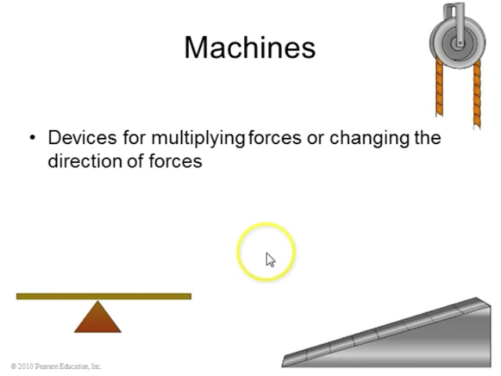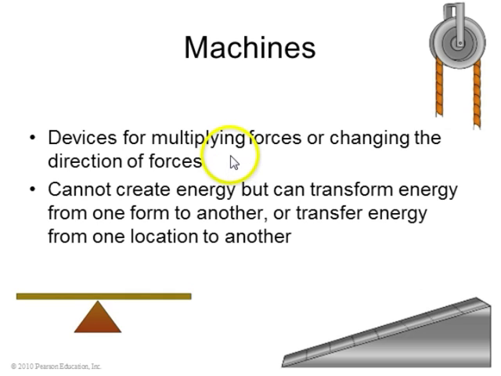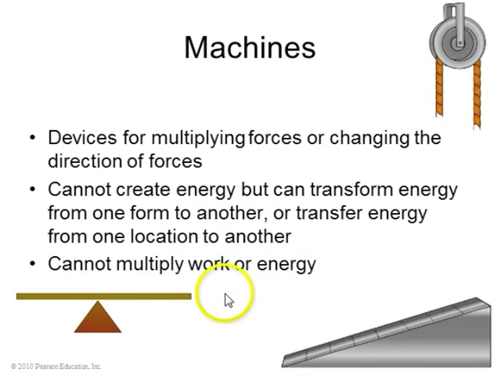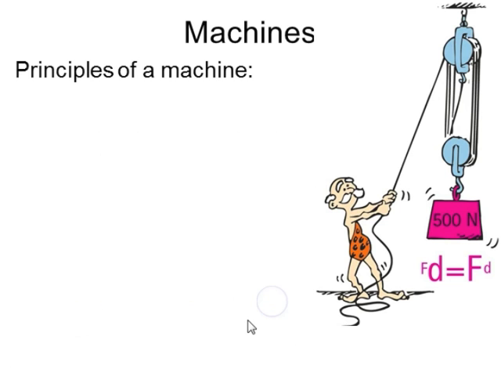A machine is a device which multiplies forces or changes the direction of forces. One of the principles of machines is that they cannot create energy, but they can transform energy from one form to another, or from one location to another. But they cannot multiply work or energy. Here's a pulley, here's an inclined plane, here's a lever.